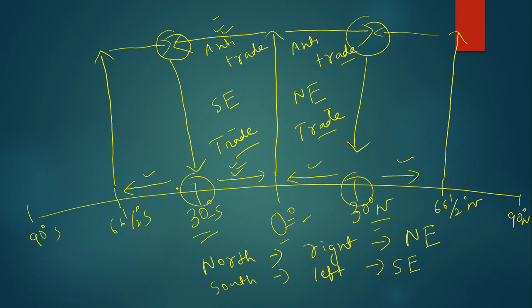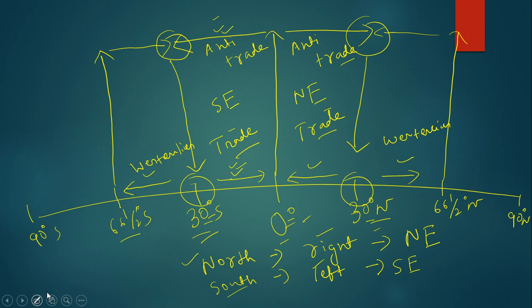Now, another part of the wind is moving from 30 degrees south to 66 and half south and 30 degrees north to 66 and half north. That wind is known as the westerlies. Based on the Coriolis force, again in the northern hemisphere the direction will be changed towards the right, and in the southern hemisphere the direction will be changed towards the left.